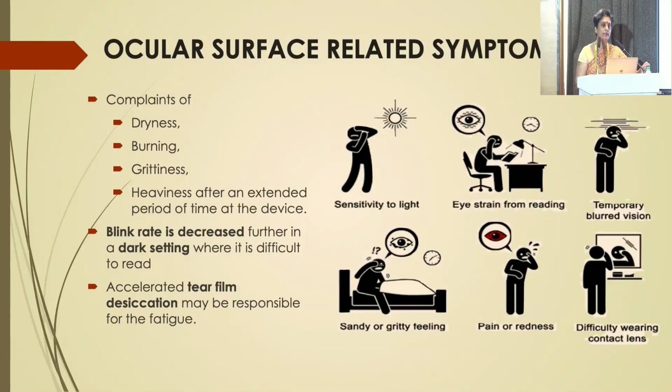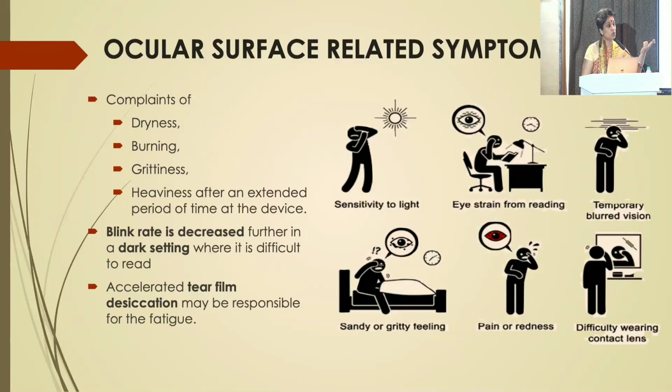And then we come to the ocular surface related symptoms. We all know about these: dryness, burning, grittiness. All of us have patients with excessive screen use who come with dry eye, and this is due to tear film desiccation. Now, what is the mechanism in this? Well, you're continuously looking at something very carefully, you forget to blink. The blink frequency should be around once in every 5 seconds, roughly, so 12 to 14 times a minute. But when we're looking at something very carefully, we forget to blink.